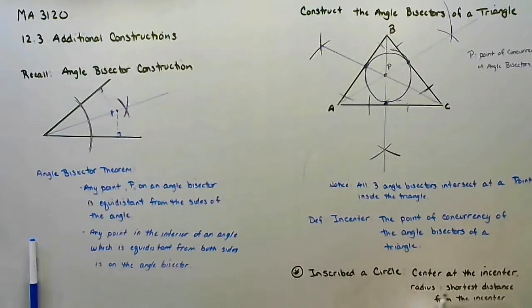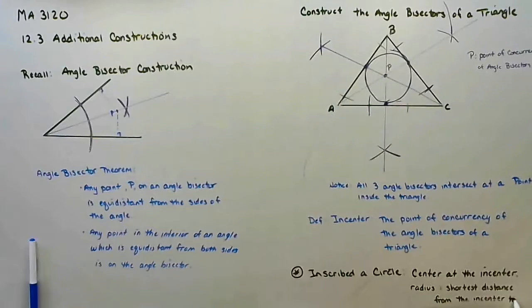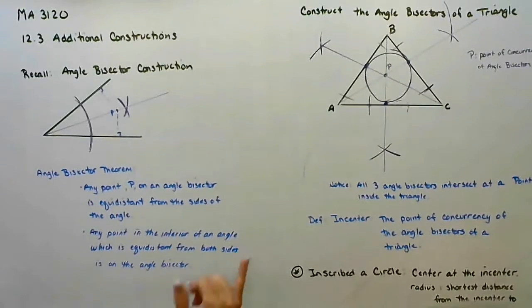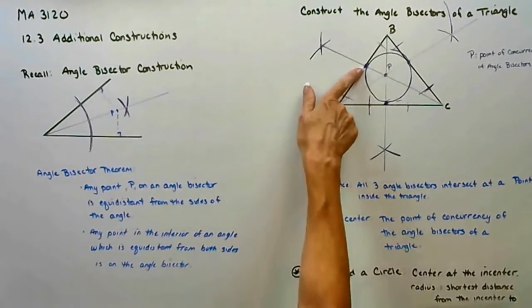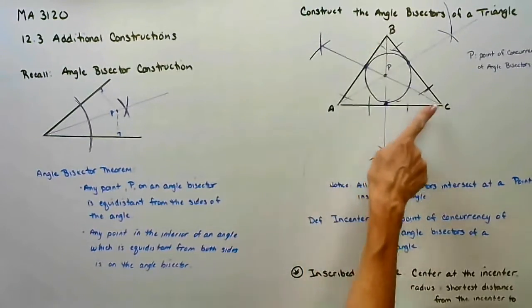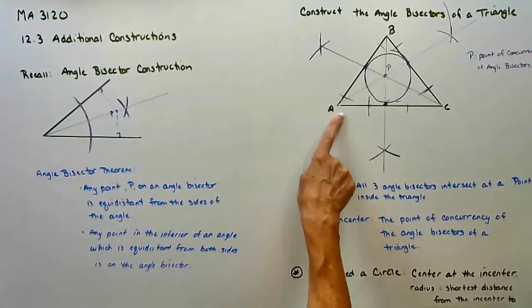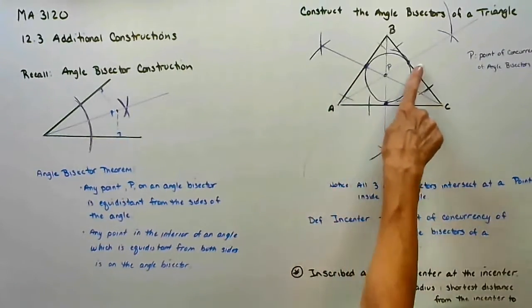Squeeze it in here, I'll say it again. It's the shortest distance from the incenter to the sides of the triangle. So if I can find the incenter, I can inscribe that circle. And then on those notes, I talk about a point of tangency. A tangent line touches a circle at one point. So each of these sides would become what's called the tangent line, and each of these points would be a point of tangency.